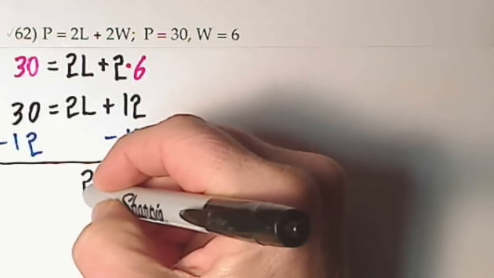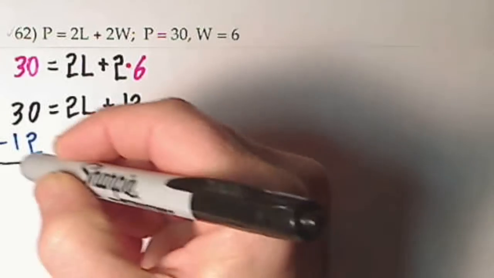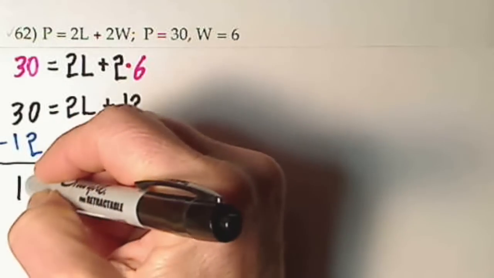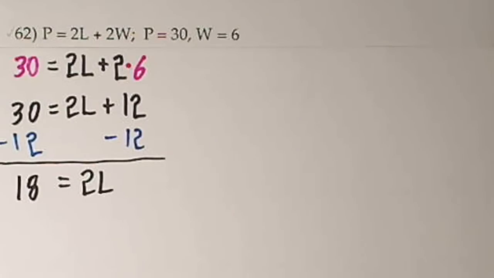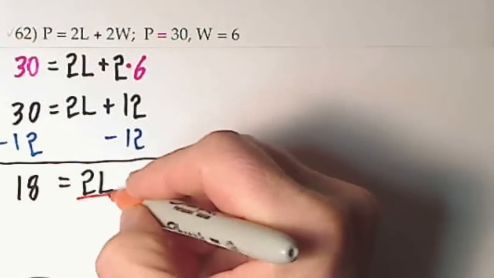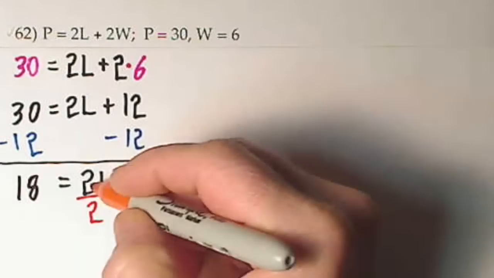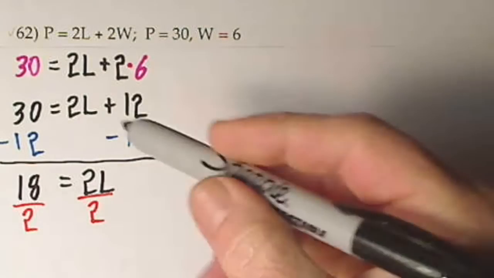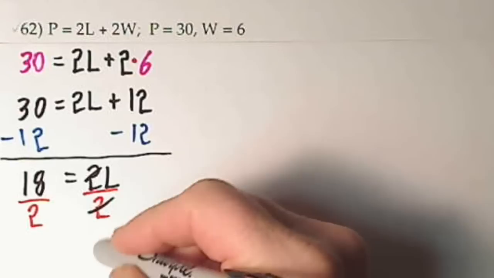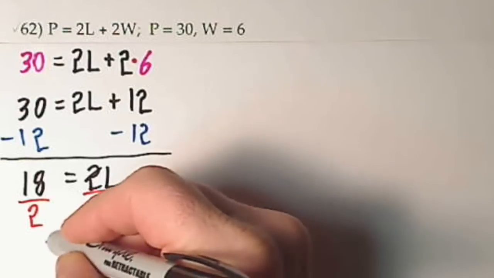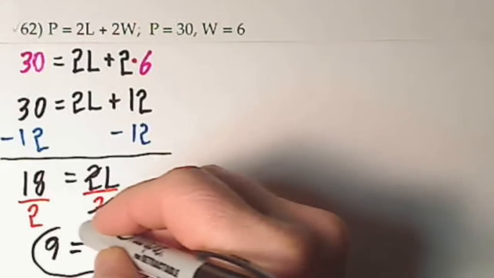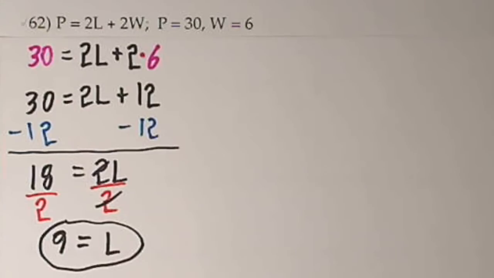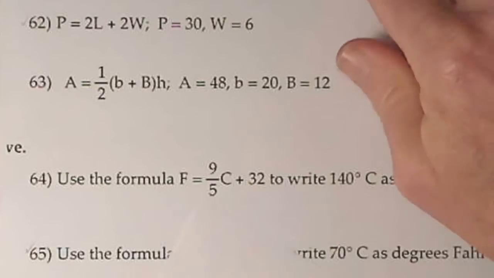Now let's get rid of this 12. And we're left with 2L equals 30 minus 12, 18. And one more step, get rid of the 2. Divide by 2, it's held there by multiplication. Divide by 2. 2 goes into 2 once, and you get L equals 9. So we solved for L, and it's equal to 9. That's 62, and we're also going to do 65.